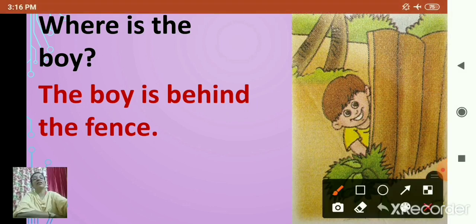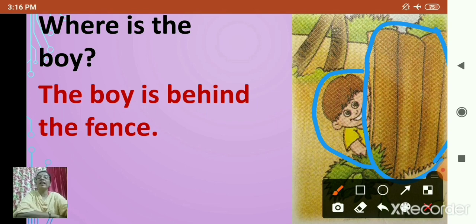See here, children, this is the fence. So where is the boy standing? Here, he is here. So the boy is behind the fence. Okay, he is standing behind and is peeping from there. So the boy is behind the fence.